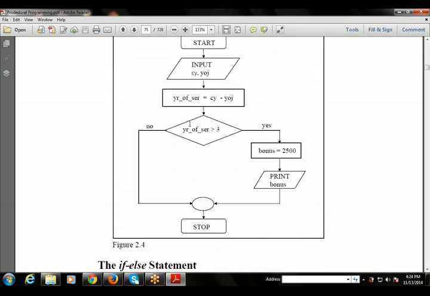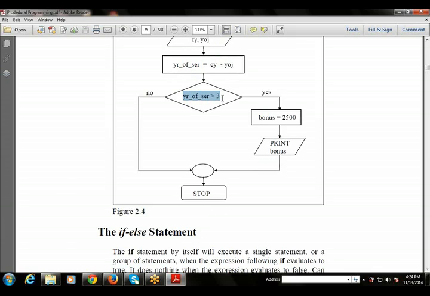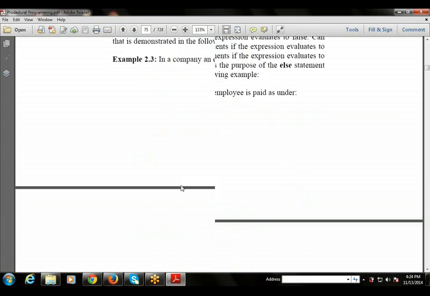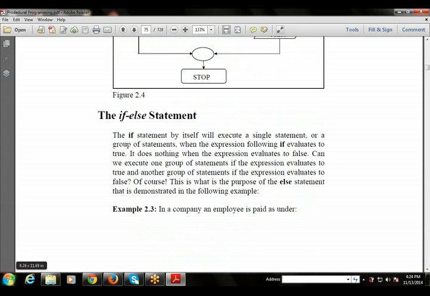This is a flowchart that shows how the year of service is calculated, that is, current year minus year of joining. Then check the condition. If it is yes, then bonus equals 2500, print the bonus, otherwise, if no, then stop. Now I'm going to start today's class.